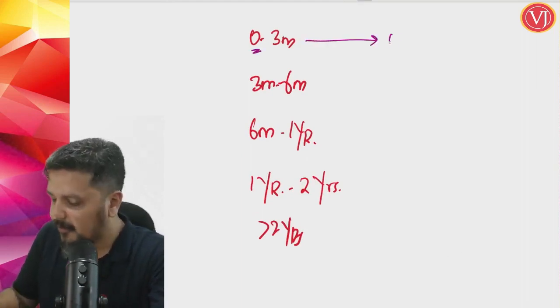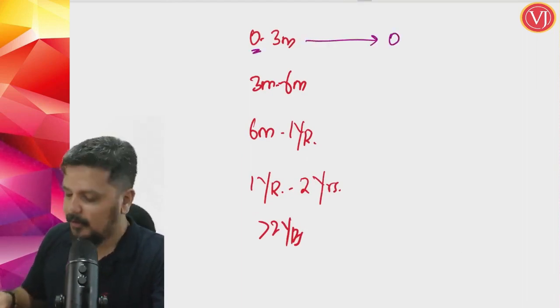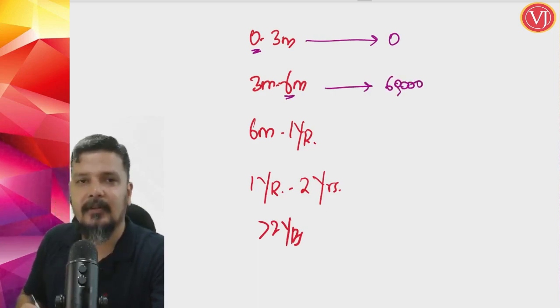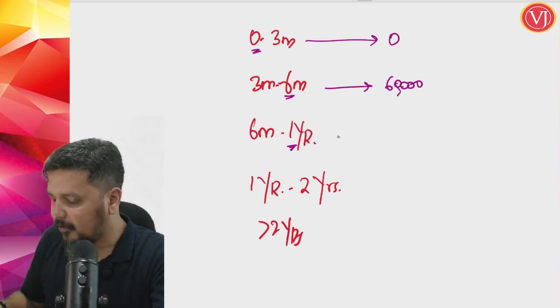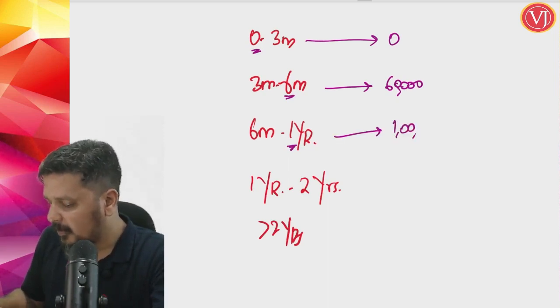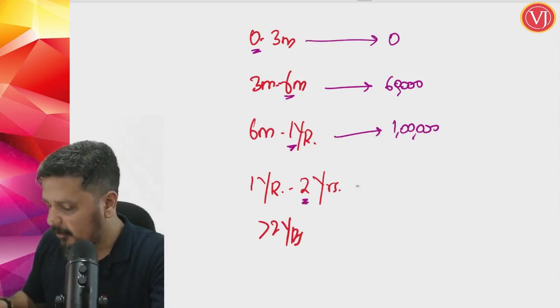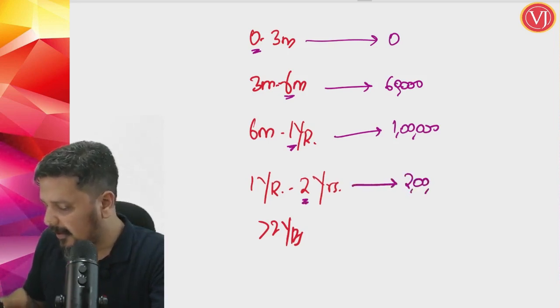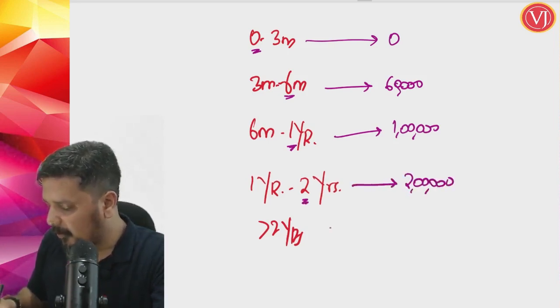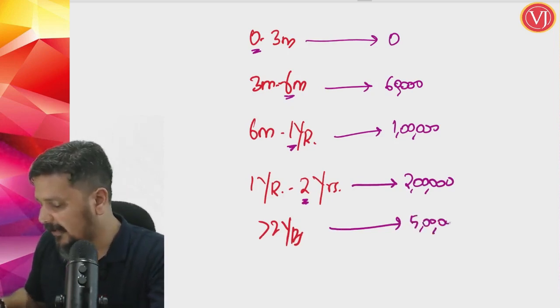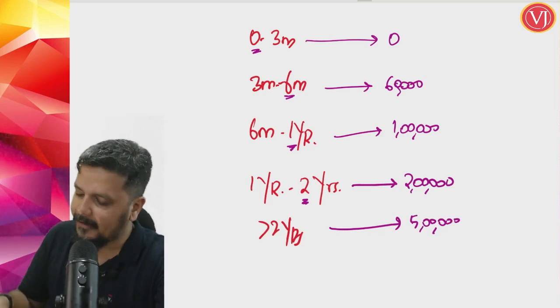If it is 0 to 3, 0. 3 to 6, 60,000. 6 months to 1 year, 1 lakh. Minimum 1 year stay in last 2 years, 2 lakhs. More than 2 years, 5 lakhs. So the last case you have to remember. But all the other cases it is very simple.